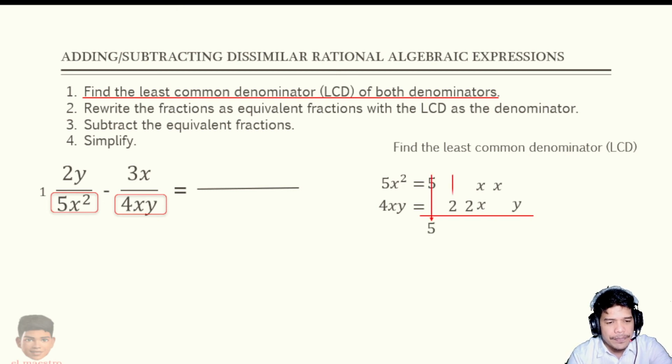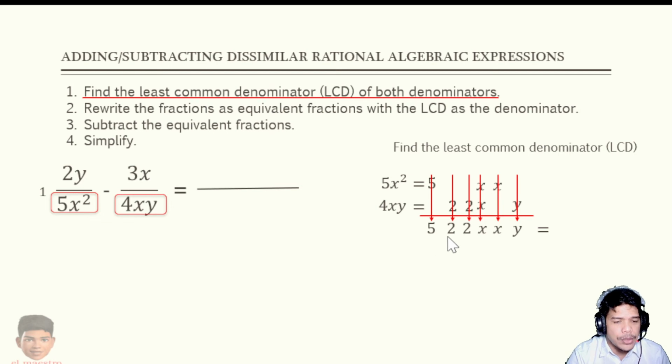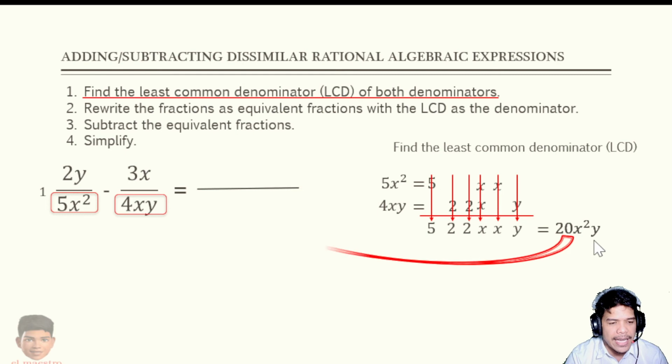5, 2, 2, x, another x, and y. Then multiply. So you have 5, okay, 5 times 2 times 2, that is 20, x times x, that is x squared, and y. So 20x squared y. So again, this is now the LCD na ilalagay natin sa bago nating equation or sa magiging addition natin. Okay, rather.